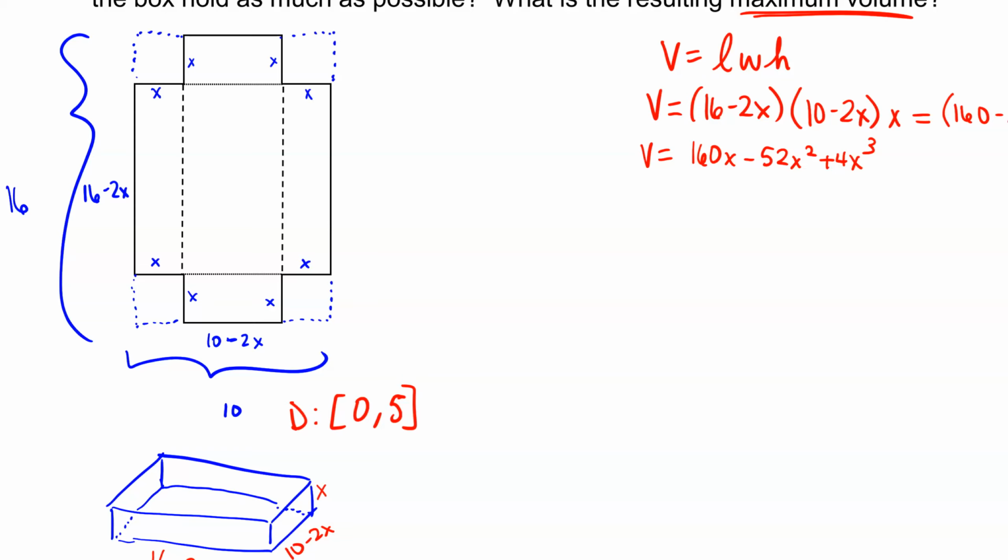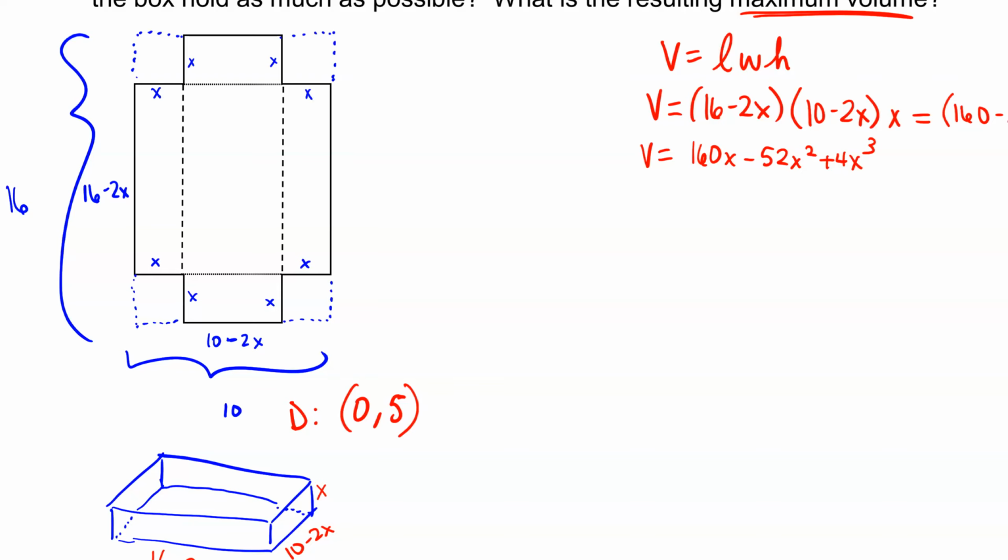Our domain is 0 to 5, right? If we don't cut any of it, that would be 0 volume. If we cut 5, I'm literally cutting my whole bottom off because 5 from both sides takes away all 10. So we know it's not going to be either end. It's not going to be 0 because that's 0 volume, and it won't be 5, but that's our domain. We shouldn't really include the ends because we know it won't be at the end. Okay.